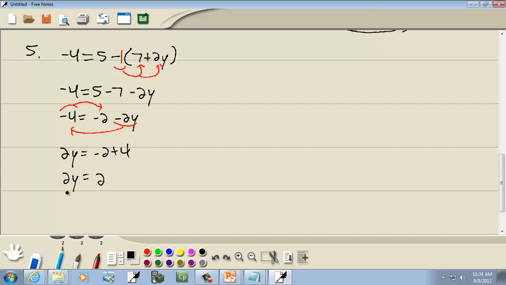And then divide both sides by the number in front of our y, which is 2. And we get y is equal to 1. Now you would have got the same answer if on this step right here, if you had taken the negative 2 to the left side and then worked it that way. So don't think that you're going to come up with a different answer. It's kind of your preference which side to take it to.